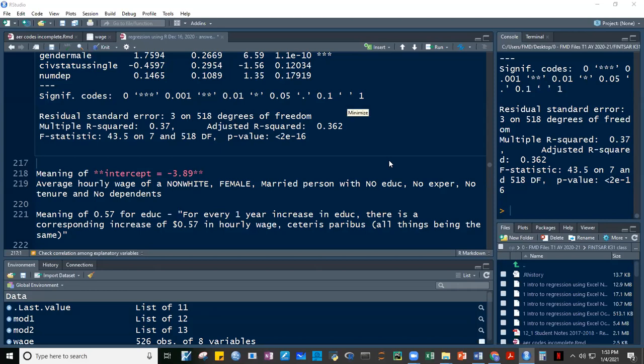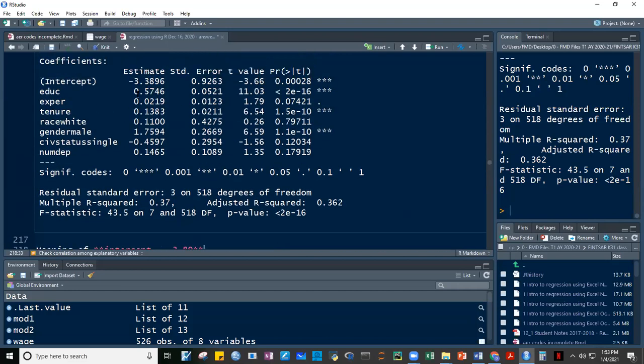Anyway, I will post this. I won't take it against those who left. Okay, so I hope that's clear, guys. The intercept. As we said before, it doesn't make any practical sense to interpret the intercept because there is really no negative 3.89 hourly wage. It would mean you pay a non-white female married person with no education, no experience, no tenure, no dependents, and she is the one who pays the company. Doesn't make sense, but just theoretically, that's what it means.